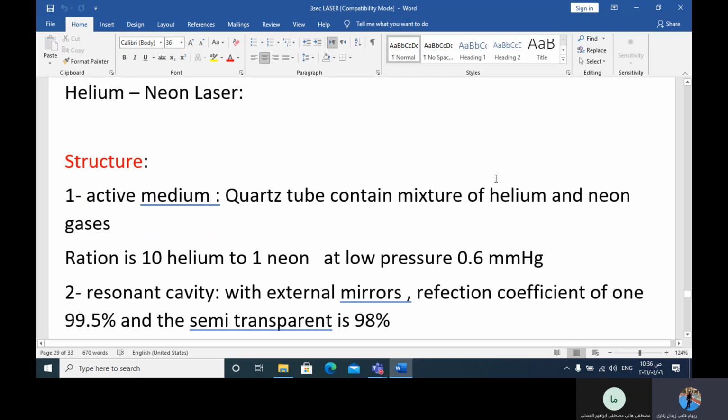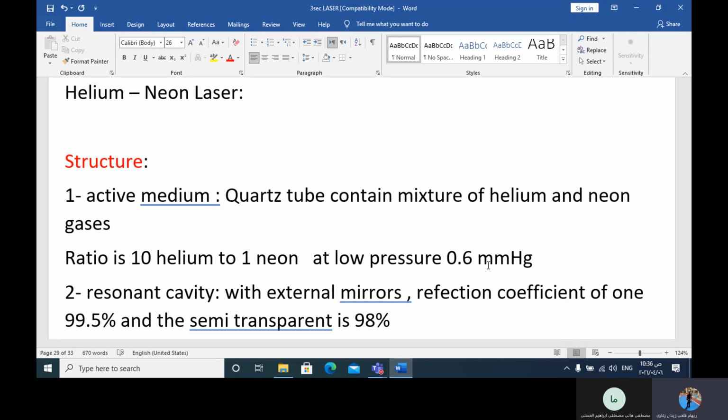We use more helium than neon. Actually, the ratio between them is 10 helium to 1 neon. So for a mixture of the two gases, the ratio will be 10 helium to 1 neon, and we put the mixture inside the quartz tube, and we keep it at low pressure. Low pressure is approximately less than half millimeter mercury, 0.6 millimeter mercury. So here you have a mixture of gases in a specific ratio under a very low pressure.